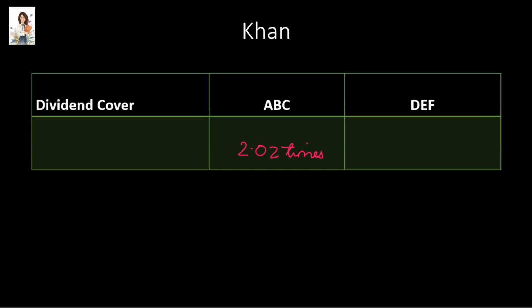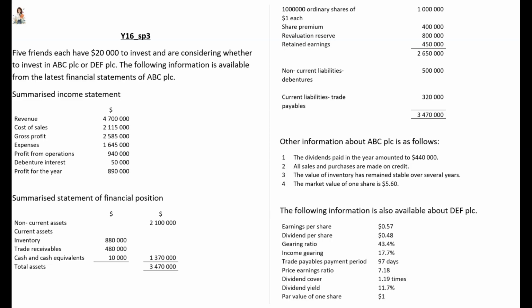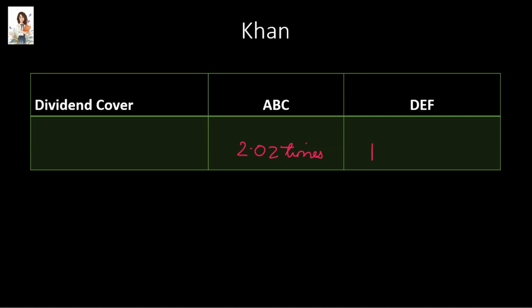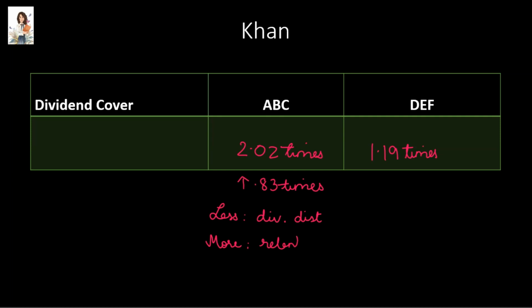Let us see the dividend cover ratio for DEF PLC. The dividend cover ratio for DEF PLC is 1.19 times. So we will write 1.19 times under DEF. That means ABC's dividend cover ratio is more by 0.83 times as compared to DEF's dividend cover ratio. That means there is less dividend distribution and more retention of funds or reinvestment of funds, and more net asset value and more capital growth, which is basically what Khan is looking for.